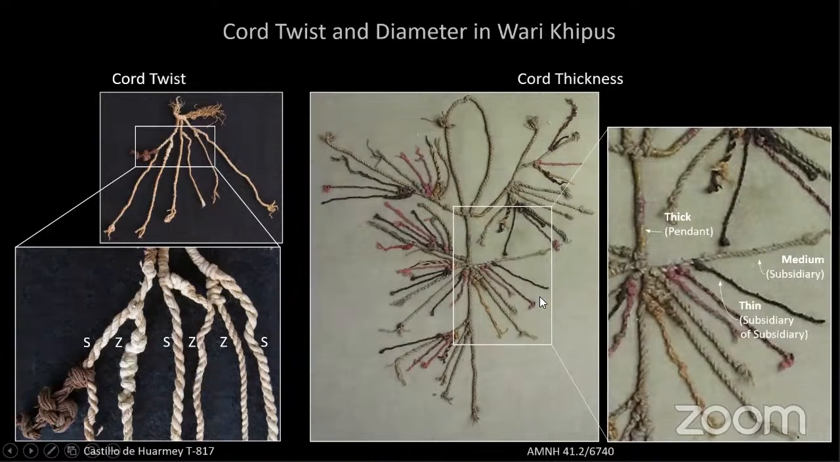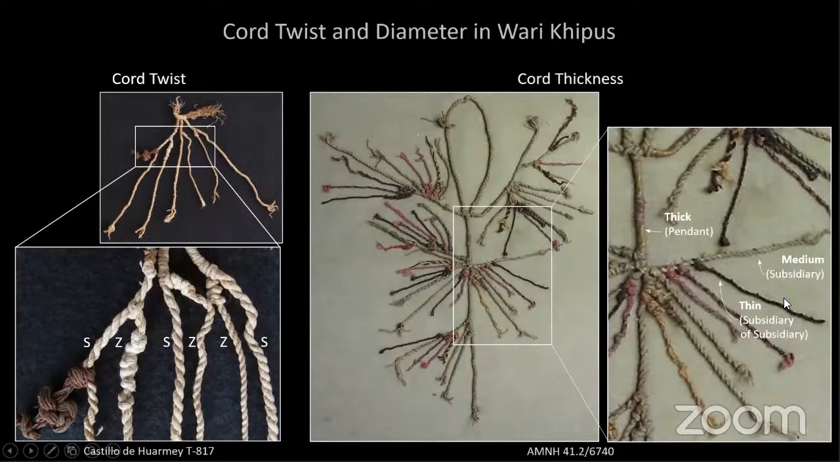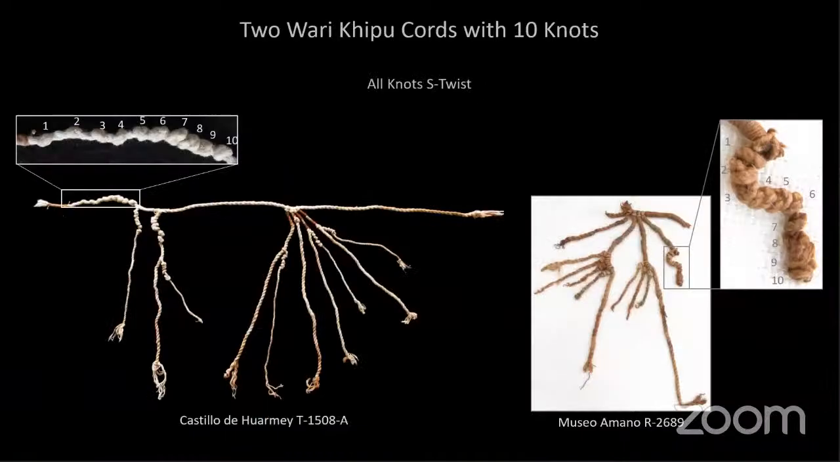This quipu from the American Museum of Natural History demonstrates how pendant chords are thicker than subsidiary chords, and subsidiary chords often have multiple thicknesses and chord structures as well. So here you have the thicker pendant chords with the thinner subsidiary chords and the thinnest subsidiary of subsidiary chords. What we don't know, however, is whether these are marking numerical hierarchy or not.